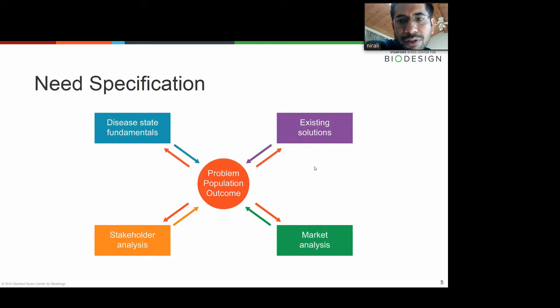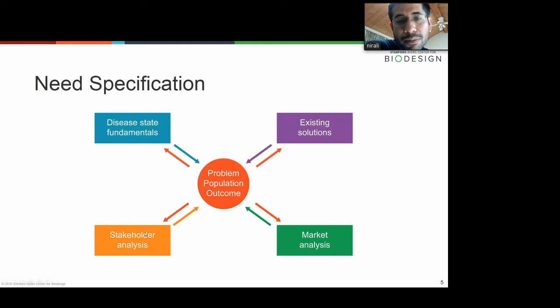You're not trying to think of your solution yet, but just how much money is being spent on the need, and how is it broken down? How is it segmented? How much is being spent in big hospitals versus small hospitals, and how are they dealing with the solutions differently? So understanding the market analysis is really important, and then finally stakeholder analysis.